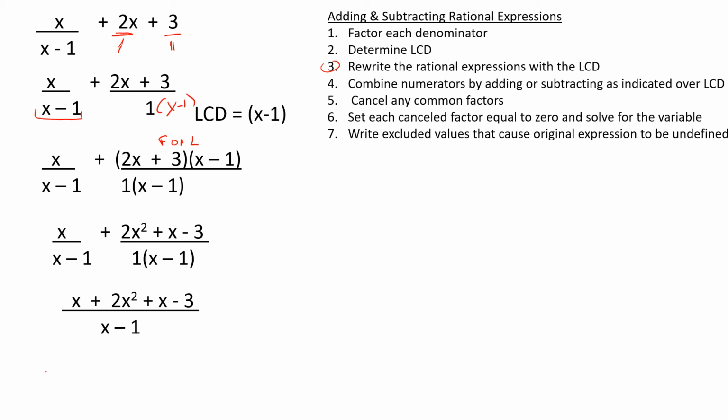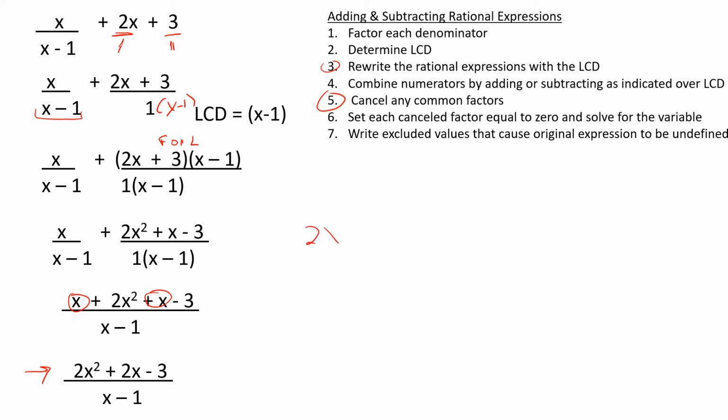So remember, we're going to end up with 2x squared. This x plus x became 2x, and we brought down the -3. So right now we just did step 4 where we were combining them. And now we're ready to cancel common factors. So you have to look at the numerator. The denominator is already factored. Can this trinomial be factored? And you could test it out.